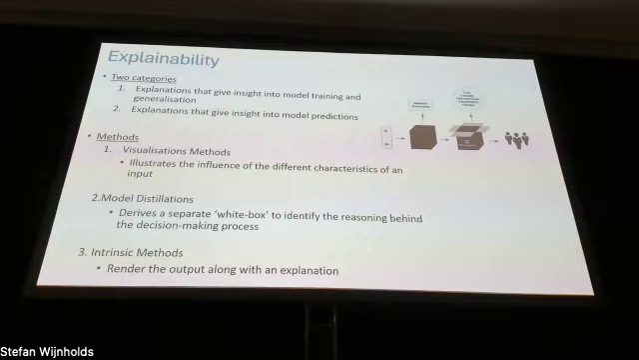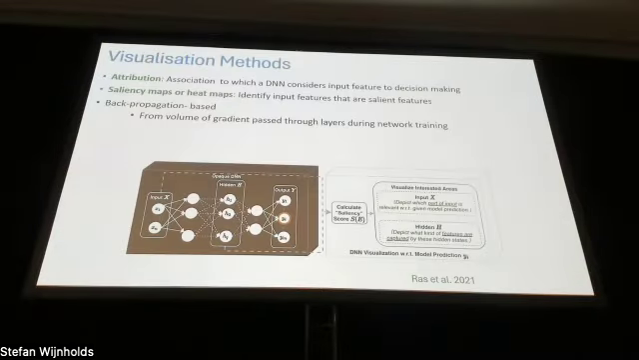And the third one is the intrinsic method, whereby the network is designed in such a way that it already has the explanation information along with the output. For instance, we have linear models and we also have decision trees. Here we're going to focus on the visualization method.